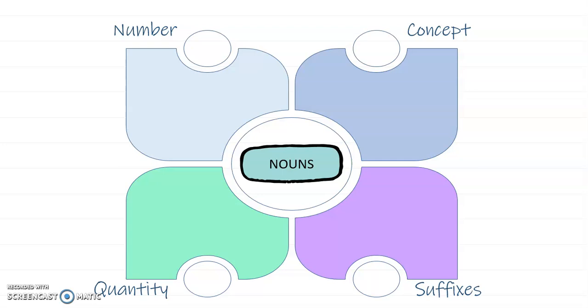Nouns have number, concept, suffixes, and quantity. Nouns can be singular or plural. Usually in singular, we use the article a or an. Careful with plural. You can add an s, but sometimes they are irregular.